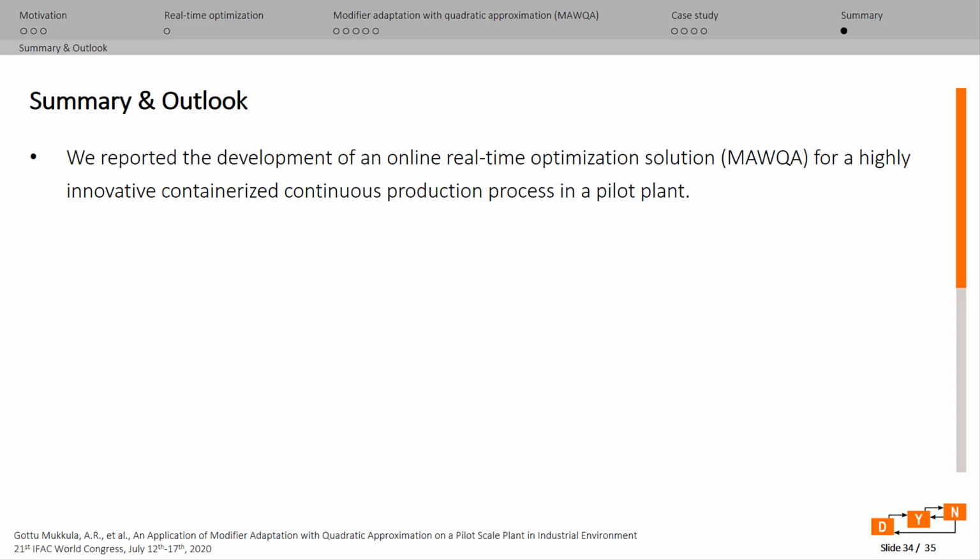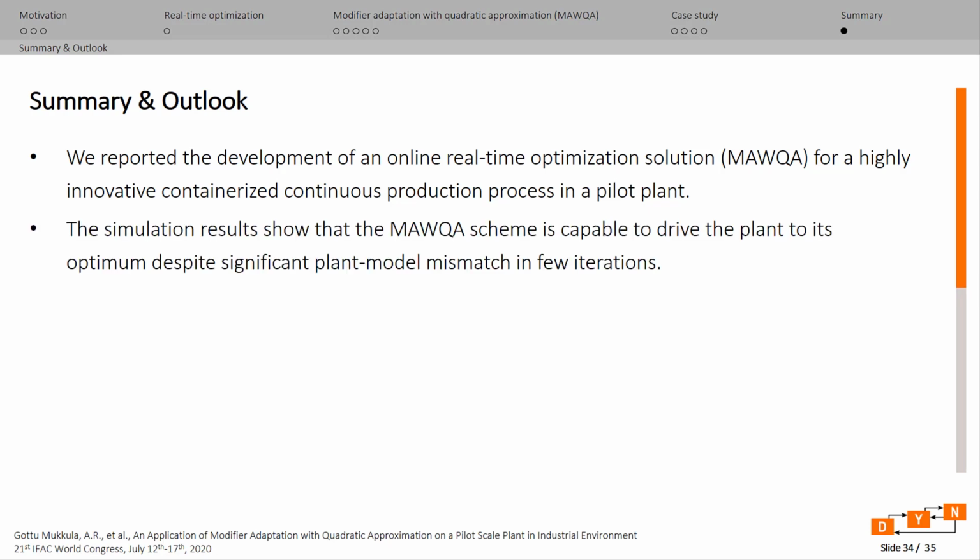To summarize, we reported the development of an online real-time optimization solution for a highly innovative containerized continuous production process in a pilot plant. Modifier adaptation with quadratic approximation is a novel iterative optimization scheme that uses a plant model as well as measurement data. It was chosen as a suitable algorithm for the case study. The simulation results show that the real-time optimization scheme is capable of driving the plant to its optimum despite significant plant model mismatch in few iterations.